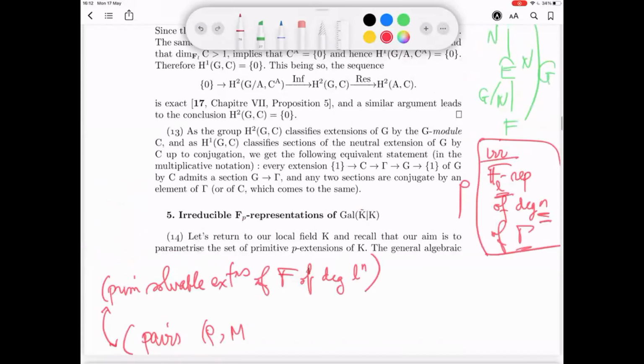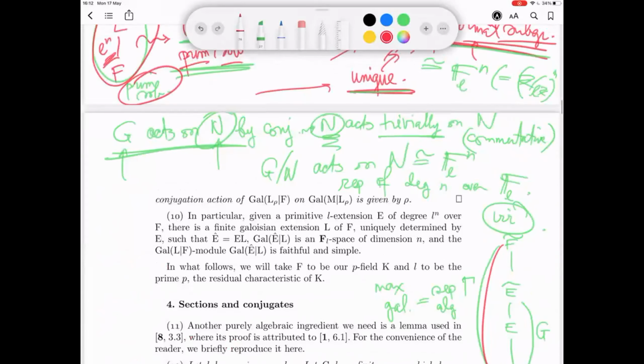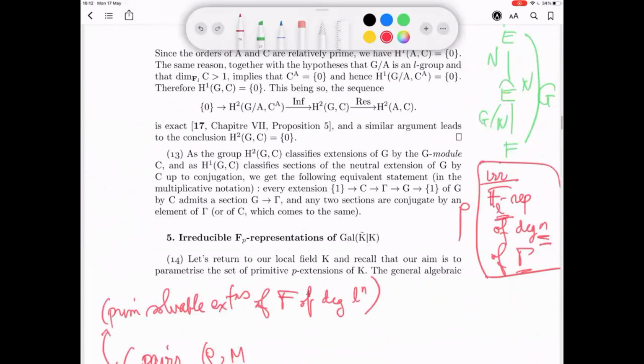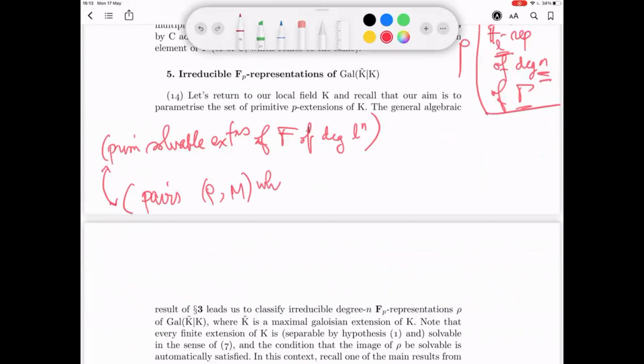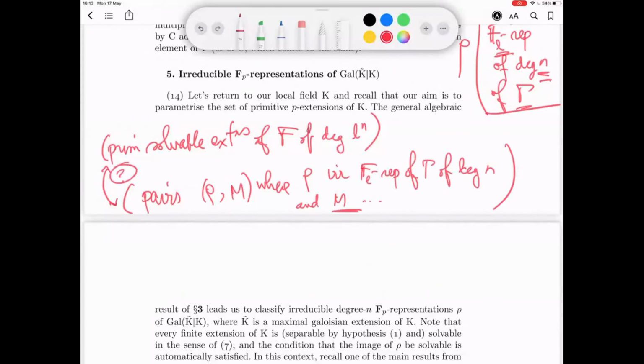Is it called M? Yes, it's called M. Pairs rho, M, where rho is an irreducible FL representation of gamma of degree N, and M is what? That is the thing I have to explain next. What is M and what is this map? There are these two things which I have to explain in the remaining 17 minutes.